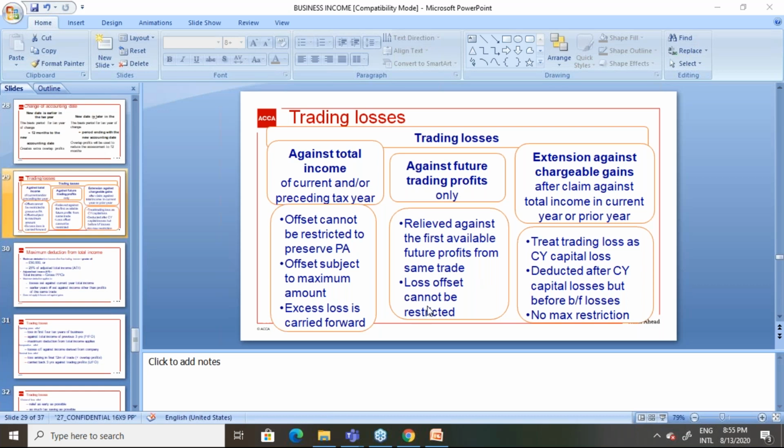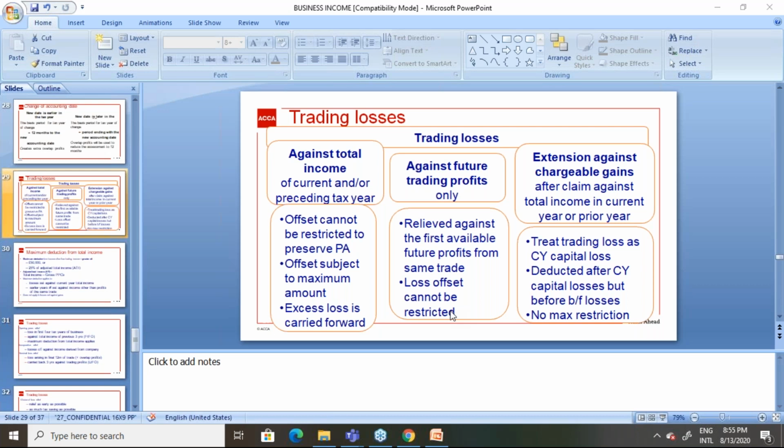There are no optional claims, no partial claims are permitted. For an unincorporated business, when you carry forward a loss, it must be set off against the first available trading profit. The maximum possible amount you must set off. Partial claims are not permitted, and you can set off only against trading profits.